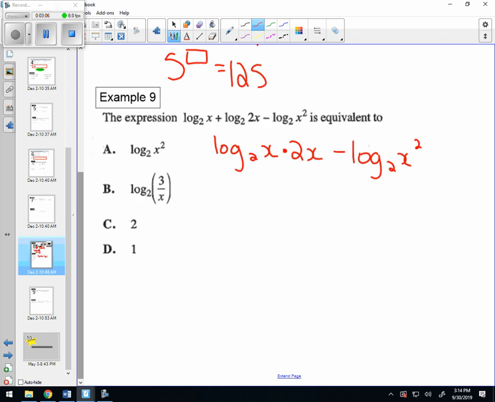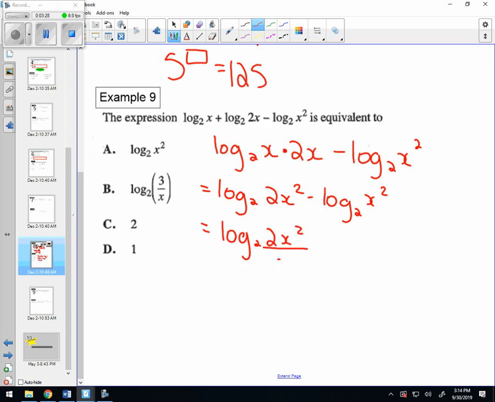Okay, now I have to simplify a little bit. Thinking back, 2x times x actually gives us 2x squared minus log 2 of x squared. Now, since we have subtraction, we can divide. So it's going to be log 2x squared divided by x squared. Alright, I'm not really seeing anything close to the answers yet, and the reason for that is that we have to simplify. So the x squareds cancel each other out, and we're left with log 2 of 2. Okay, that's equal to 1 because 2 to the power of 1 equals 2. So the answer for that one is D.